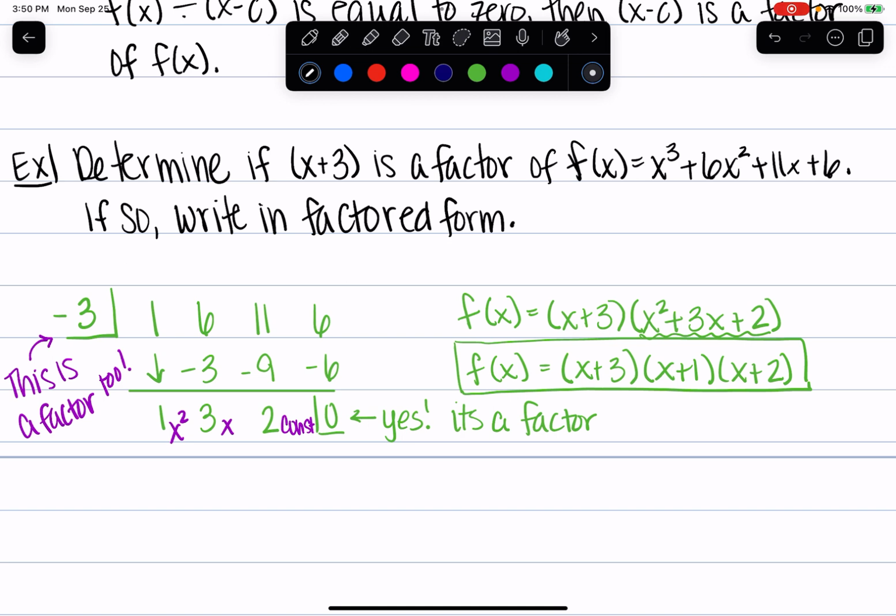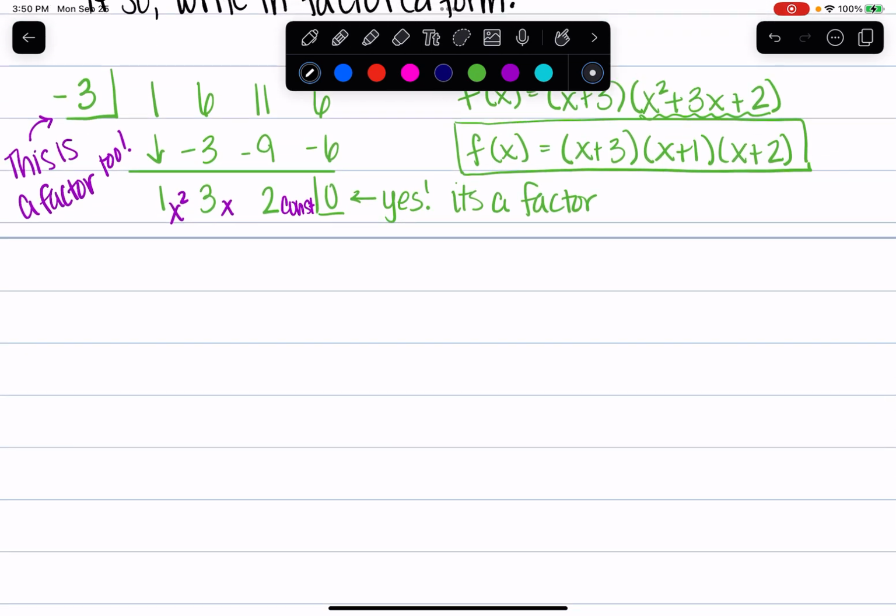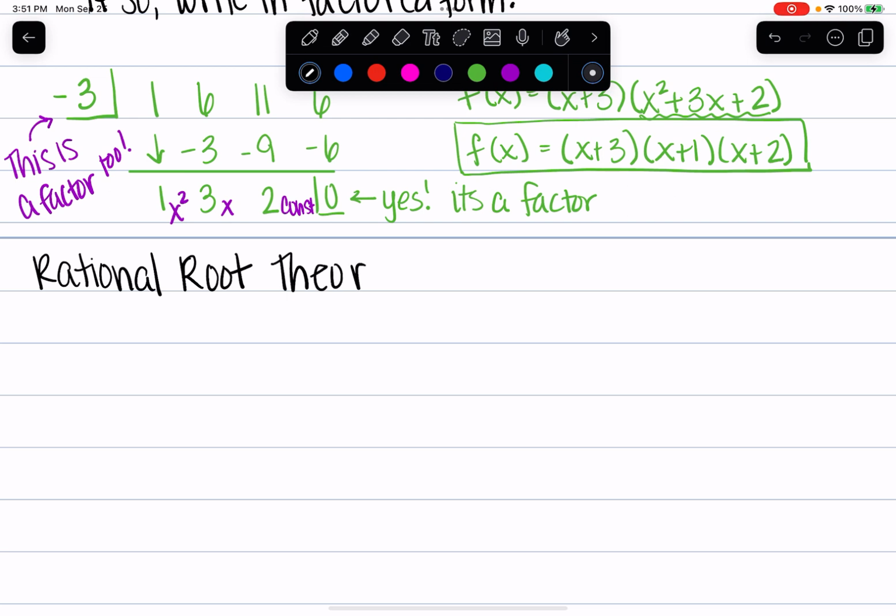Okay. Rational root theorem. Sometimes we give you a problem and say, hey, graph this, and it's a polynomial and it hasn't been factored out. Well, how are you going to do that? That's what rational root theorem allows you to do. It allows you to find possible rational roots that could be zeros of your polynomial.